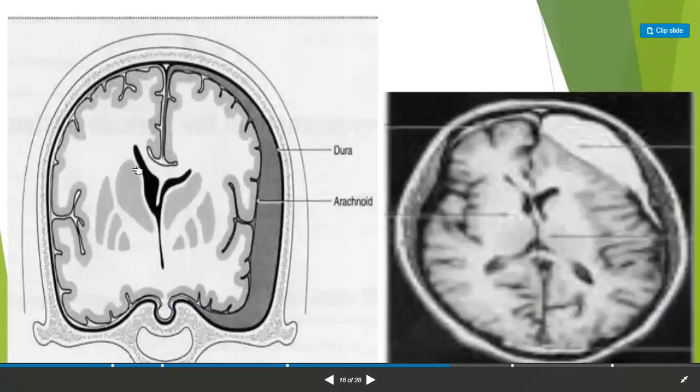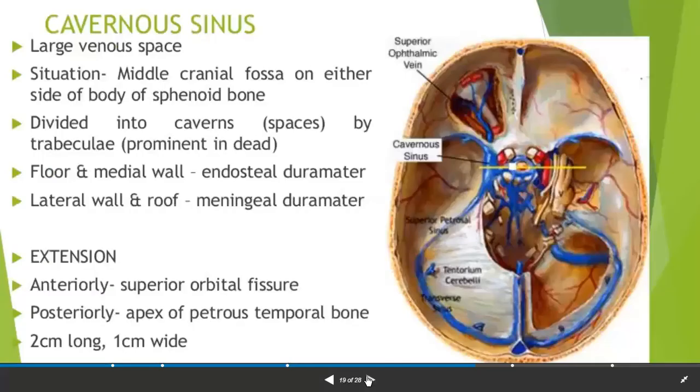Now see, this is the dural fold, okay, and this is the subdural hemorrhage we are finding, okay. This is also a subdural hemorrhage, okay.